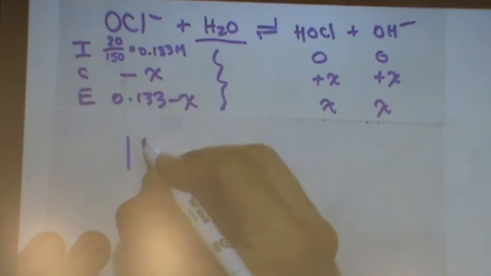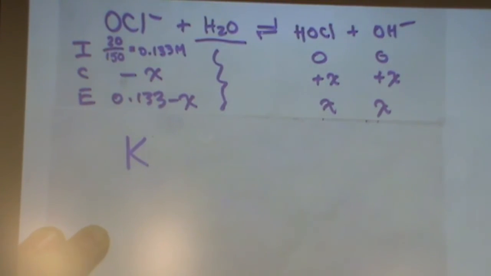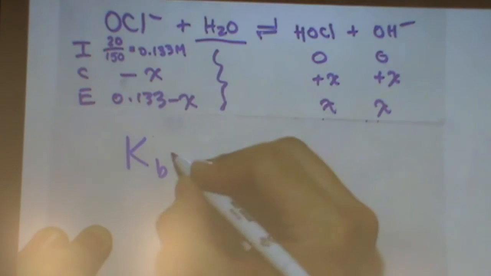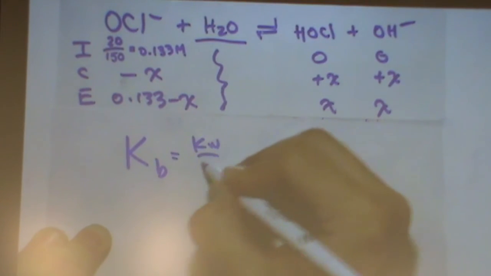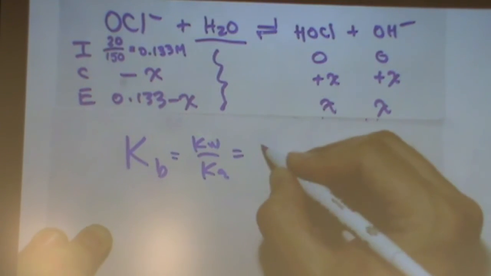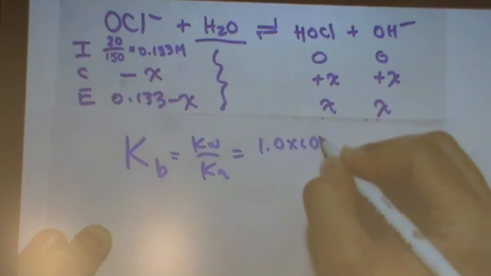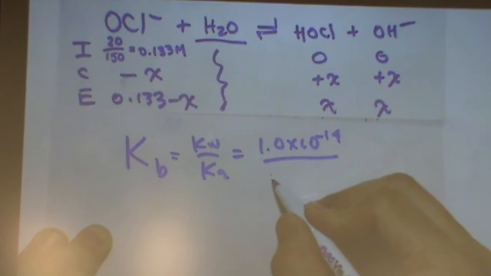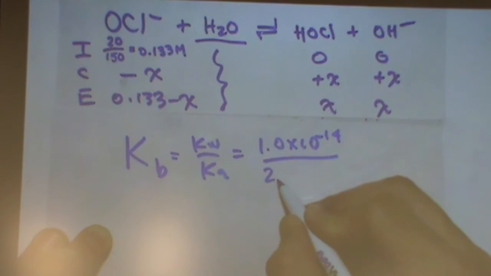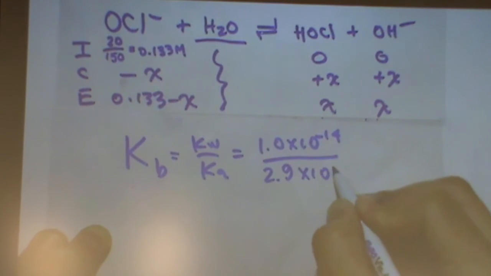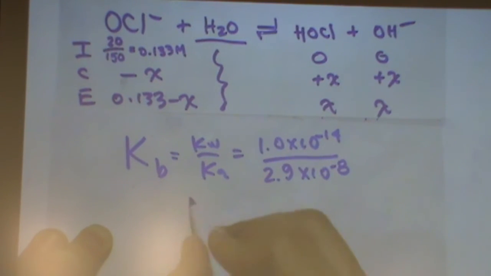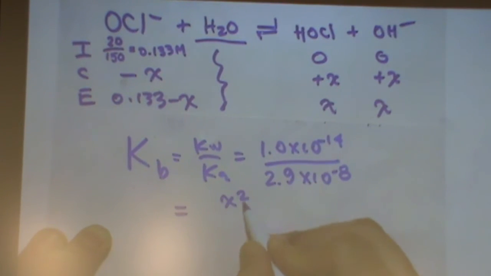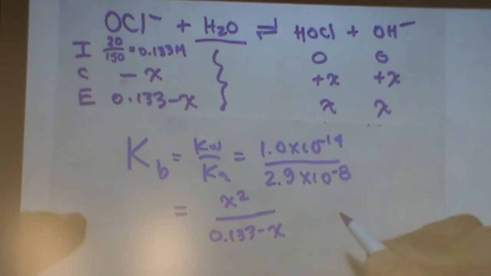All right, K, what is the subscript? B, it's a base, which I'll get from Kw over Ka. Ka was given in the problem, Kw is given on the back of the final. It's 1.0 times 10 to the minus 14. Ka, totally forgot what it was. It is 2.9 times 10 to the minus 8. It was given in the problem. This equals x squared over 0.133 minus x.